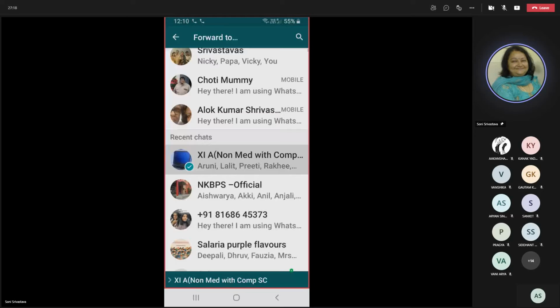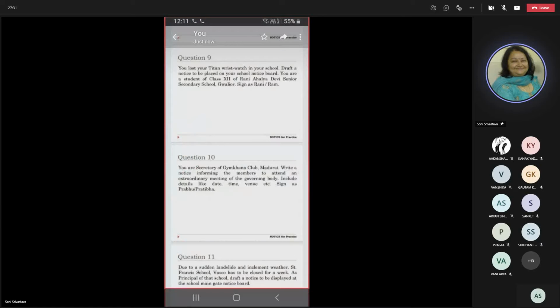Now the second question, you are secretary of Gymkhana Club, Madurai. Write a notice informing the members to attend an extraordinary meeting of the governing body. Include details like date, time, venue, etc. Sign as Prabhu or Pratika. And please remember, when the name is given, you're going to stick to that. You're not going to invent your own thing. And most important, never write X, Y, Z, A, B, C, and all that.